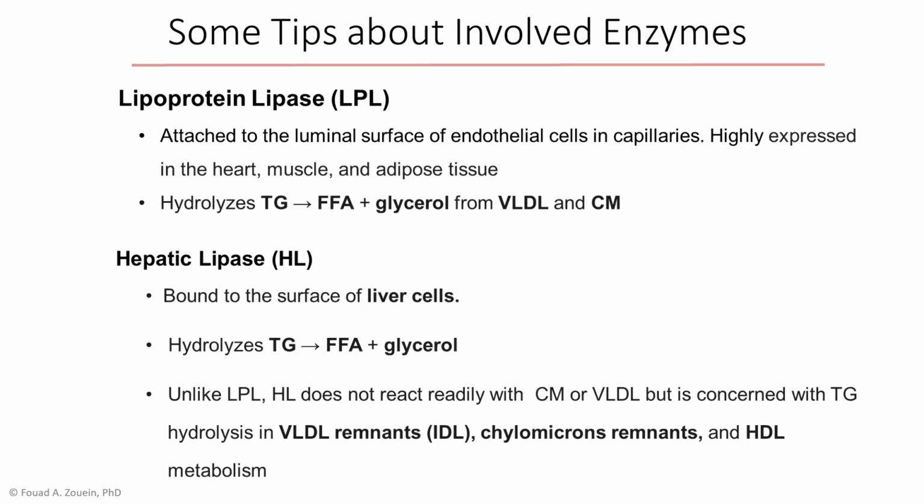Here we're going to touch base on a few enzymes that are important in the metabolism of lipoprotein in the next two slides. So let's start with lipoprotein lipase. We said this is an enzyme. It's very important to hydrolyze triglyceride from the chylomicron and VLDL. It's attached to the luminal surface of endothelial cells in the capillary, so it can bind directly to the moving VLDL and chylomicron in circulation. It's highly expressed in the heart, muscle, and adipose tissue, and it's attached to the endothelial cell on the surface. It hydrolyzes triglyceride into free fatty acid and glycerol, as we said, from VLDL and chylomicron.